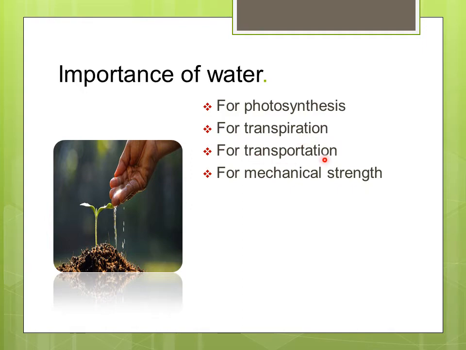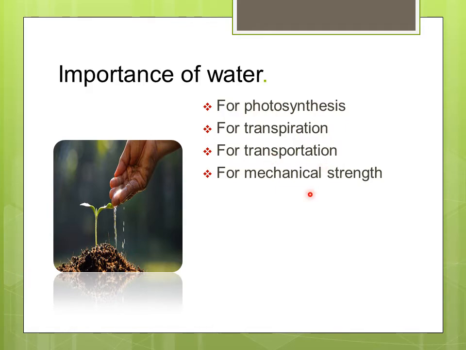Now the third one we can tell is transportation. It helps in the upward transportation. When the water is being absorbed by the roots, the water helps to transport the minerals from the roots to different parts of the shoot system, and for food manufacturing, that is for photosynthesis. So these two are interrelated. If the water is absorbed by the root, it helps in transportation of minerals, and it helps in the food synthesis during the process of photosynthesis. Is it clear? So this is the third point.